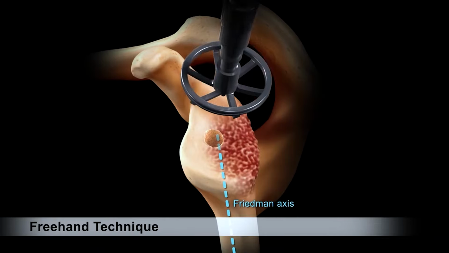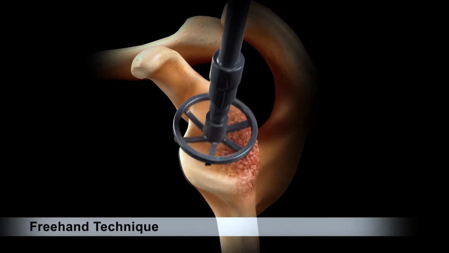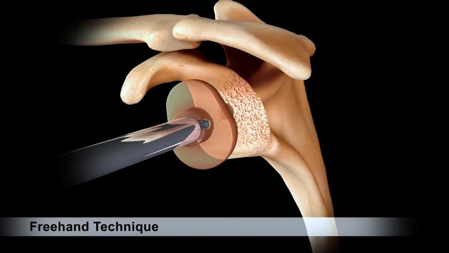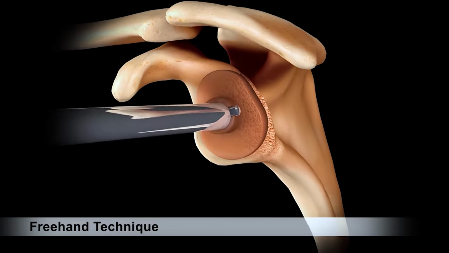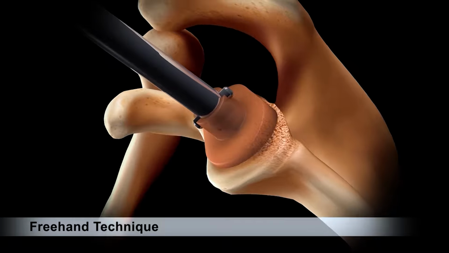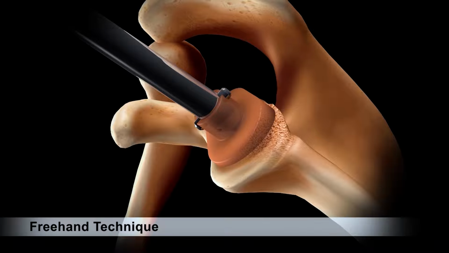Freehand technique. Alternatively, if the surgeon prefers to ream off-axis without the use of K-wires, guides are provided to assist with the freehand technique. These clear sizers are shaped like each size implant to verify bony support.